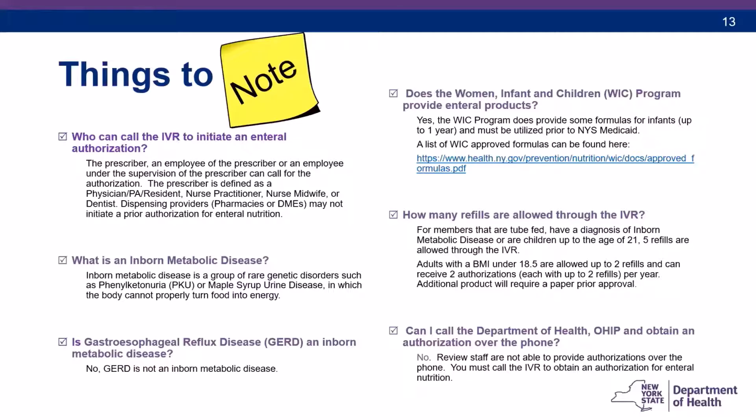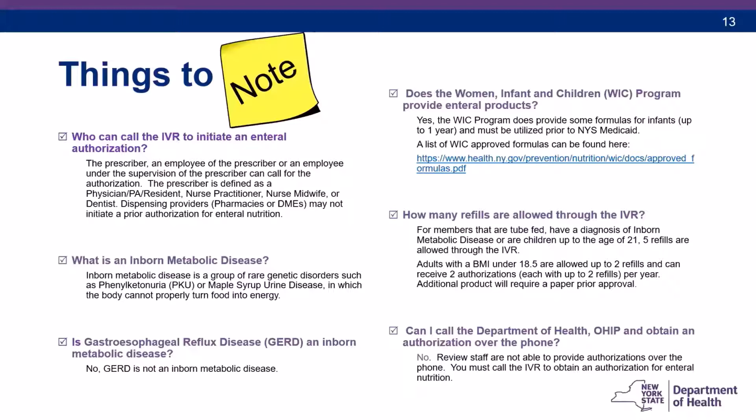How many refills are allowed through the IVR? For members that are tube-fed, have a diagnosis of inborn metabolic disease, or are children up to the age of 21, 5 refills are allowed through the IVR. Adults with a BMI under 18.5 are allowed up to 2 refills and can receive 2 authorizations, each with up to 2 refills per year. Additional product will require a paper prior approval.